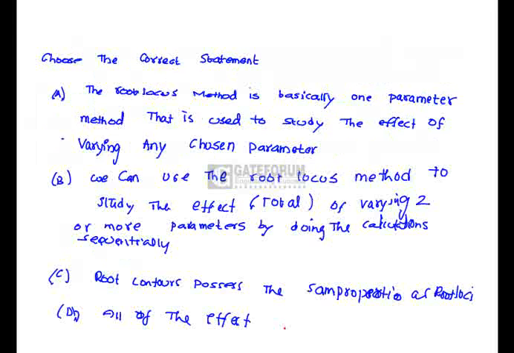Choose the correct statement. Option A, root locus method is basically a one parameter method that is used to study the effect of varying any chosen parameter. That is correct. We can use the root locus method to study the total effect of varying two or more parameters by doing the calculation sequentially. Yes, that is also correct. Root contours also have the same properties as the root loci. Hence all the statements given are correct regarding root locus. So option D is correct.